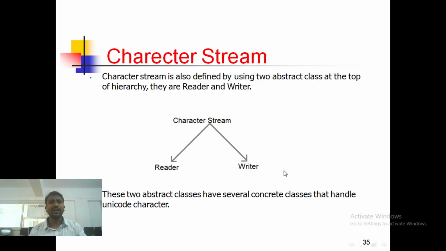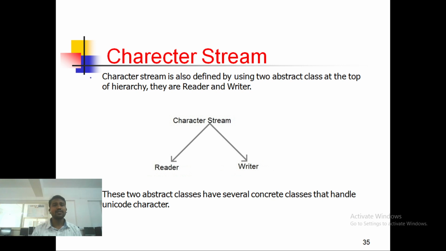In today's lecture we are going to discuss character stream. As you know, there are two types of streams. The first one is byte stream and the second one is character stream. In byte stream, as we already discussed in the previous lecture, there are two abstract classes, that is input and output. In the input class and output class we have also seen different concrete classes, like FileInputStream class and FileOutputStream class.